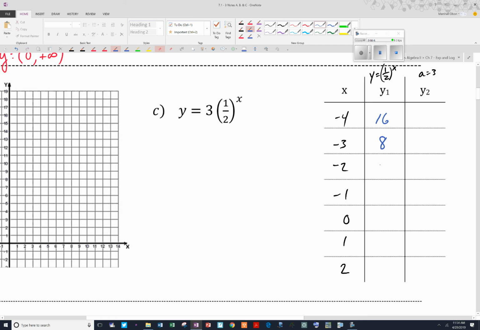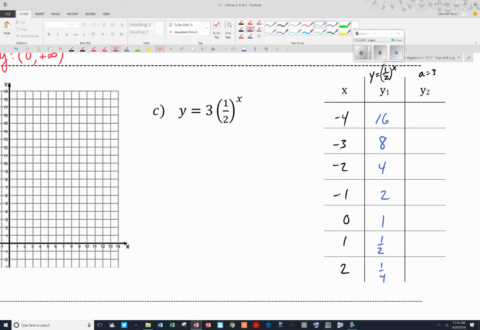2 squared is 4. 2 to the 1st is 2. Anything to 0 is 1. Okay, now I'm going to backtrack just to make sure we know that I really do have a 1/2 as my base. So 1/2 to the 1st is 1/2. 1/2 squared is 1/4. Notice that those are all going down by a multiple of 1/2, right? That is not a coincidence. That's because that's our base.